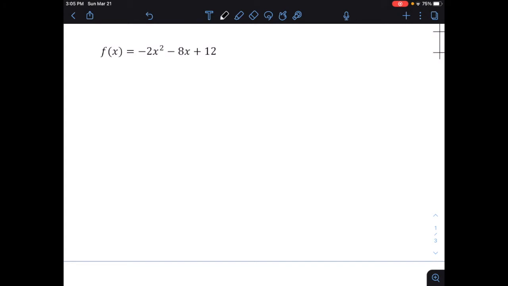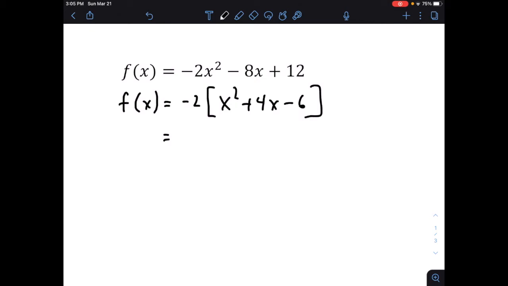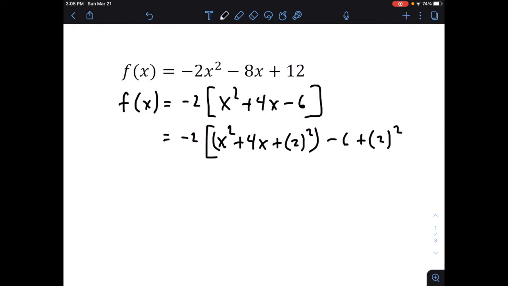So this is now f of x equals -2 with a bracket container, x squared plus 4x minus 6. I'm then going to complete the square. So we have x squared plus 4x plus 2 squared. I'm going to put that all in parentheses because I want to keep that by itself. And then minus 6, and then plus 2 squared.